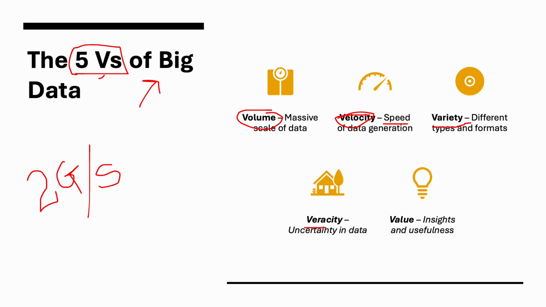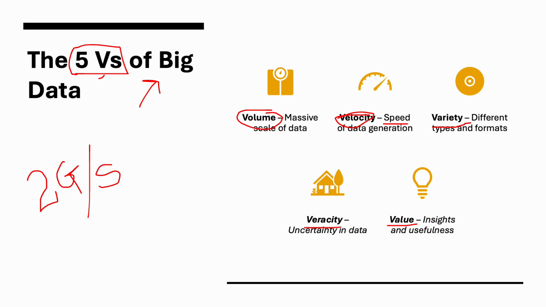And fourth is veracity. Veracity means the uncertainty in data. Some data might be wrong or some data might be messy, so it's all about the trust in the data. And the fifth is value. Value is the most important trait of the data, whether it's big data or non-big data.